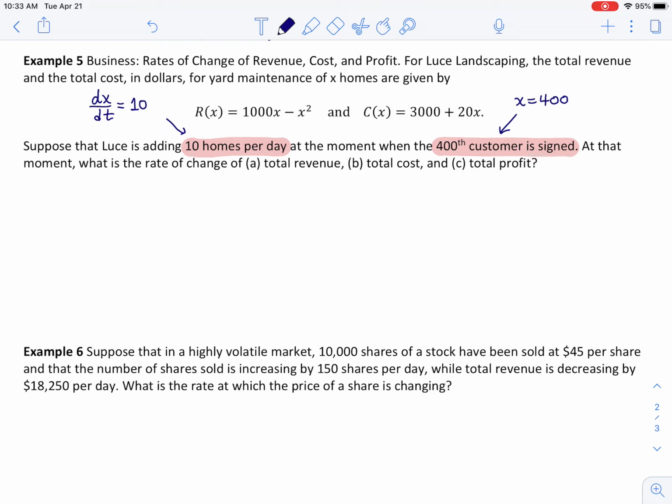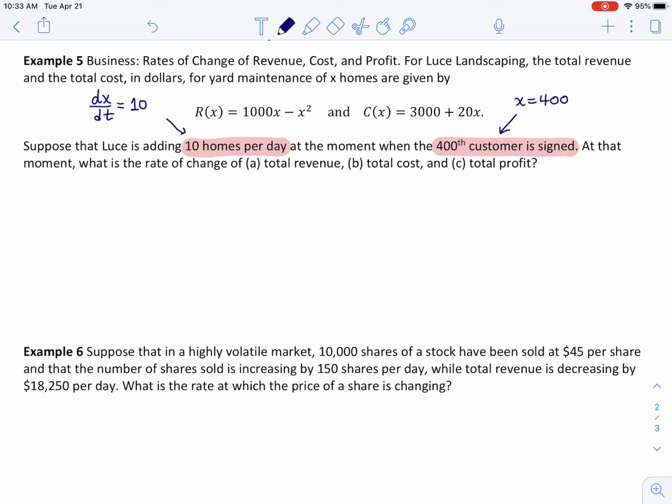So x is equal to what number? 400. That's the number of homes. At that moment, what is the rate of change of A? First, total revenue. B, total cost.